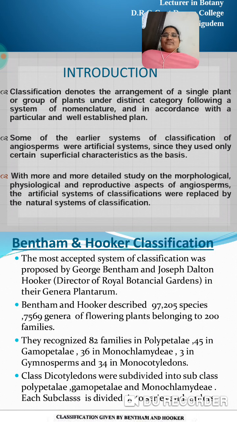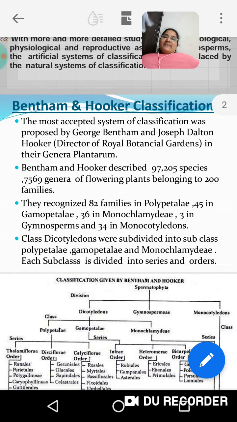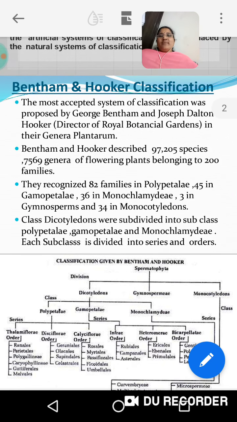Of all these, the natural system of classification is widely accepted. Previously the scientists only categorized plants following the artificial system, observing one or two important characters of a plant and, based on those characters, grouping the plant. Later the natural system of classification came into the picture. In the natural system, the most widely accepted system of classification is the Bentham and Hooker system of classification.